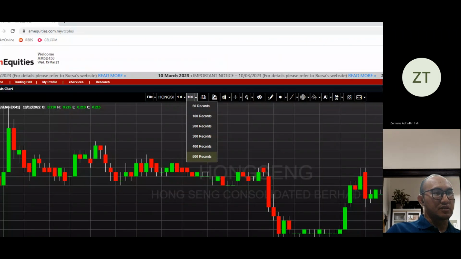If you look here, there is an option for the chart. If you open the chart, it will be default like this, right? You actually can choose up to 500 records, maybe around 4 to 5 years, 500 trading days. Default will be 100 records. So 500 records, that's the maximum you actually can track the stock.